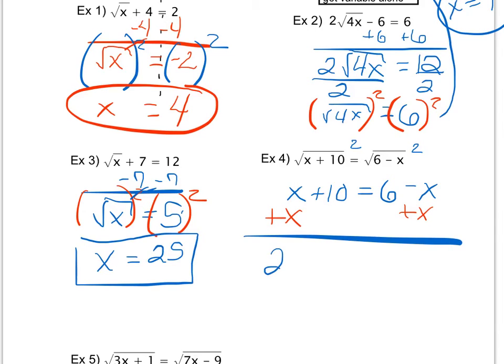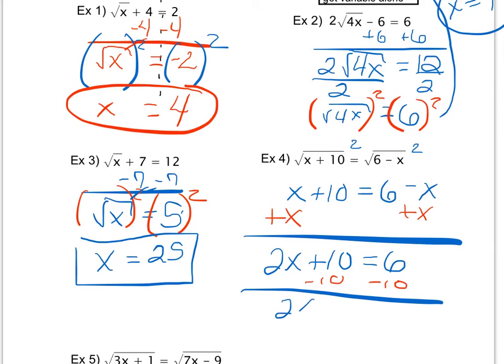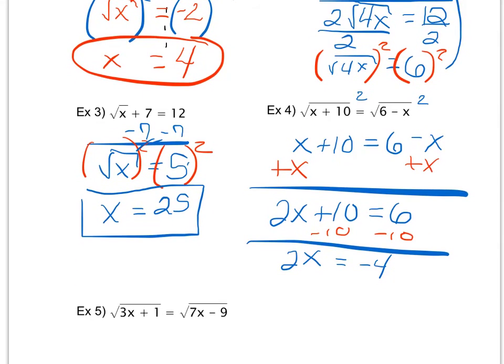That then gives me 2x plus 10 equals 6. Getting rid of add or subtract before multiply or divide, I'll subtract 10, giving me 2x equals negative 4. Move that up a little bit. And then I'm going to go ahead and divide by 2 on both sides. And I get x equals negative 2.